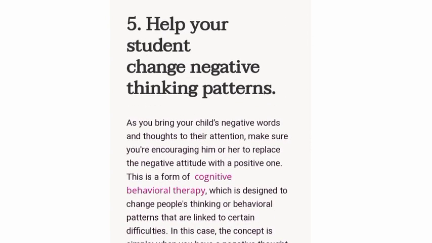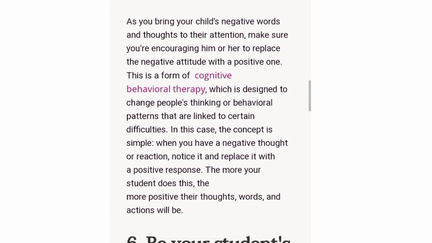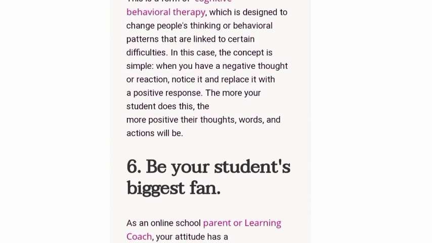Number 5. Help your students change negative thinking patterns. As you bring your child's negative words and thoughts to their attention, make sure you are encouraging him or her to replace the negative attitude with a positive one. This is a form of cognitive behavioral therapy, which is designed to change people's thinking or behavioral patterns that are linked to certain difficulties. In this case, the concept is simple. When you have a negative thought or creation, notice it and replace it with a positive response. The more your student does this, the more positive their thoughts, words, and actions will be.